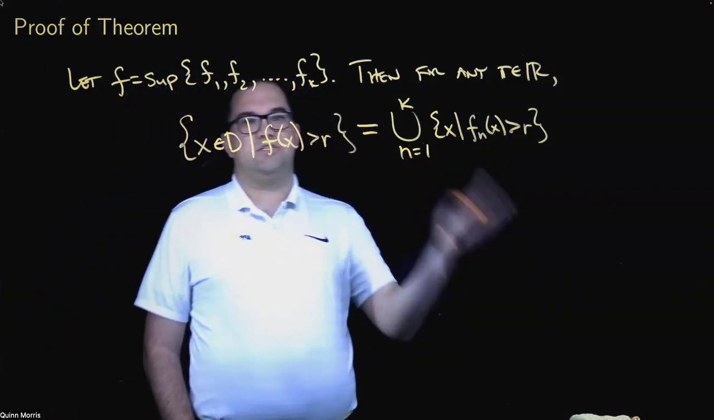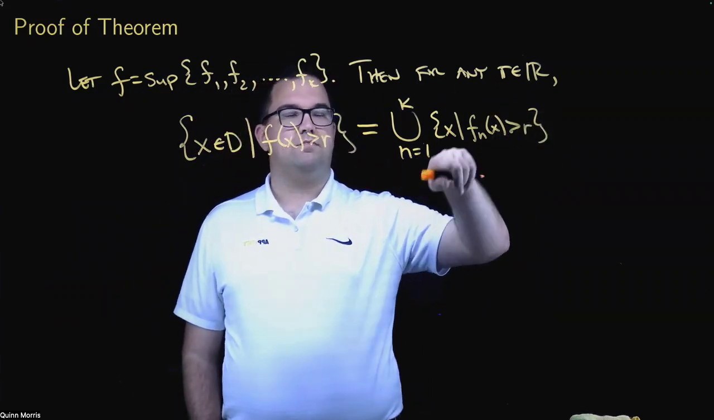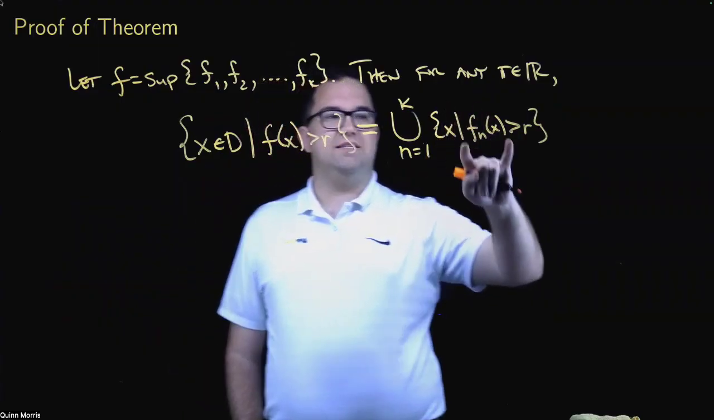All right, now let's go the other way. What if I take something over here in this union? If I take something over here in this union, then it's in one of these.